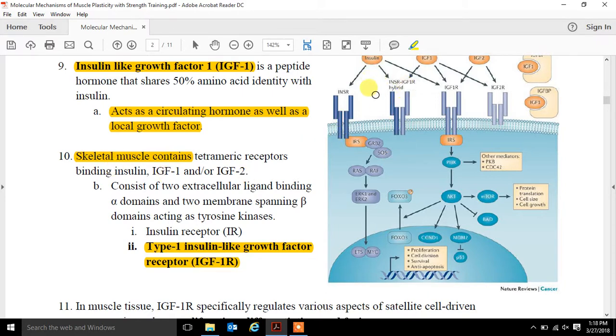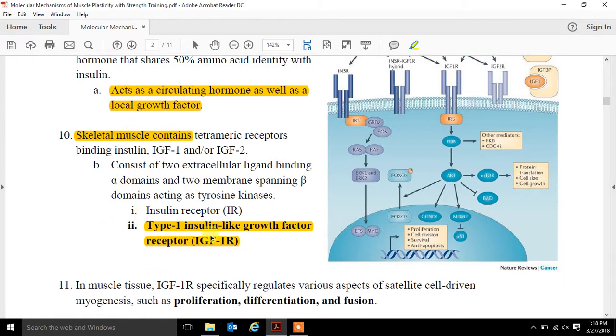Now, you should hopefully start to recognize this receptor structure. It's got two alpha domains and two membrane-spanning beta domains. So hopefully, with some time here, you'll start recognizing the kind of pathway that's going to follow this type of receptor. So it's a tyrosine kinase self-phosphorylating receptor. So skeletal muscle's got this type 1 insulin-like growth factor receptor, so IGF-1R.